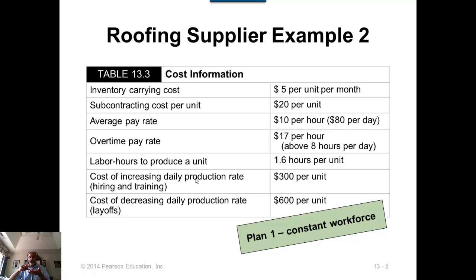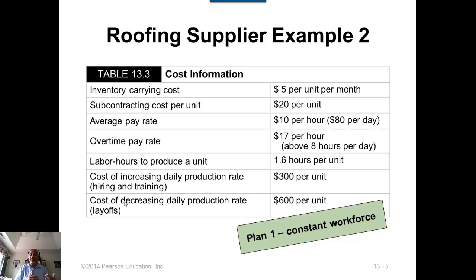And the cost of increasing production rate is $300 per unit. So if you set the production rate at 50 units a day and you increase it to 51, that's going to cost you $300. The cost of decreasing, so from 50 units a day you want to decrease it to 49, will be at the rate of $600 per unit. So these are hiring and firing costs. In this example, it is based on the number of units you increase and the number of units you decrease.